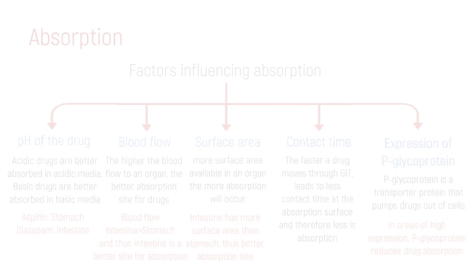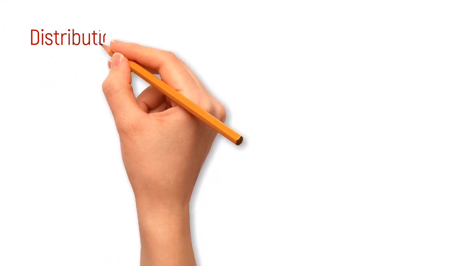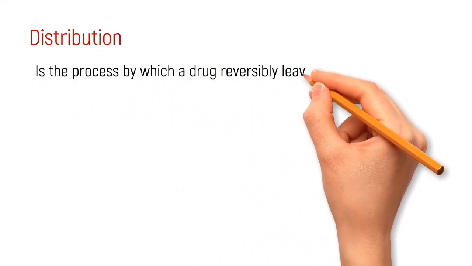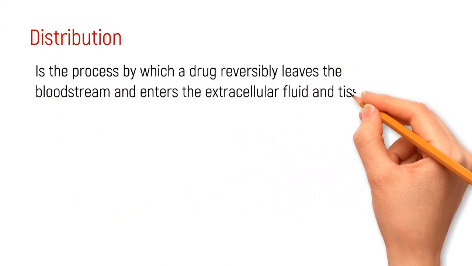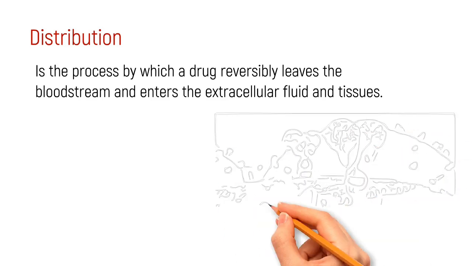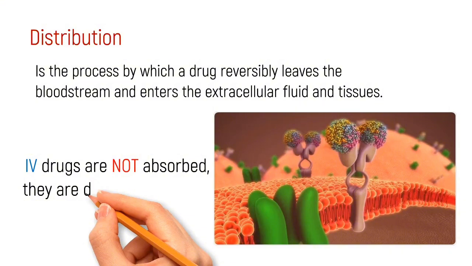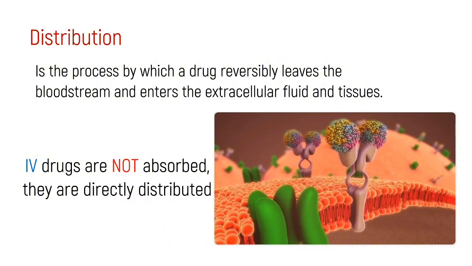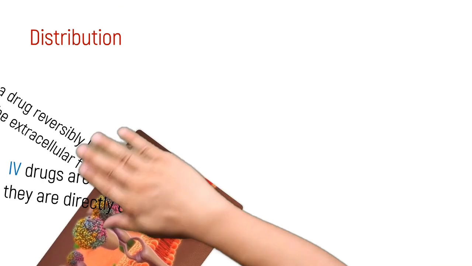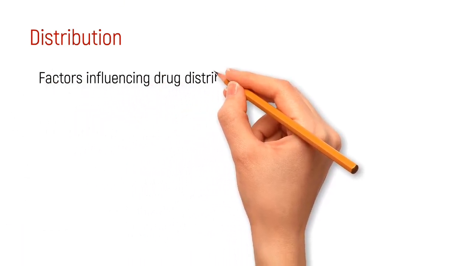The second process of pharmacokinetics is distribution. Drug distribution is the process by which a drug reversibly leaves the bloodstream and enters the extracellular fluid and tissues. For drugs administered IV, absorption is not a factor, and the initial phase immediately following administration represents the distribution phase, during which the drug rapidly leaves the circulation and enters the tissue. The distribution of drug from the plasma to the interstitium again depends on a number of factors.